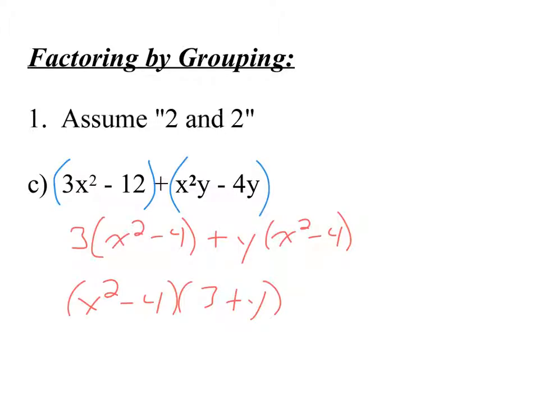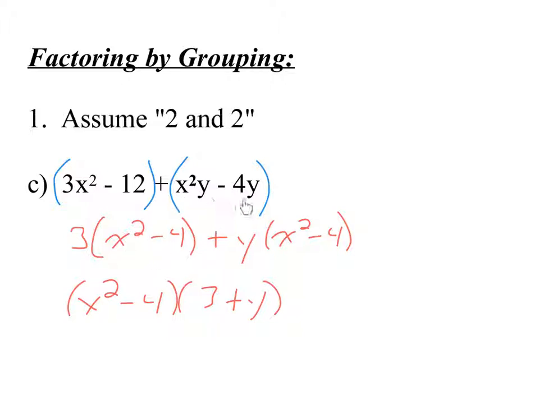When you did this, you should have found x squared minus 4 times 3 plus y. Let me show you how we got that. I grouped 2 and 2. From the first pair, the first set of two terms, I can pull out a 3. 3 is common to both 3x squared and negative 12. When I pull the 3 out, I get x squared minus 4.